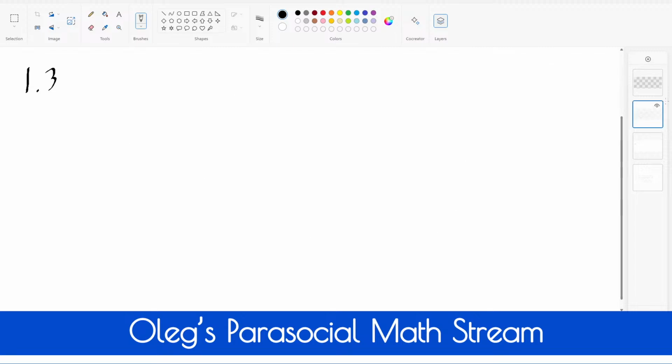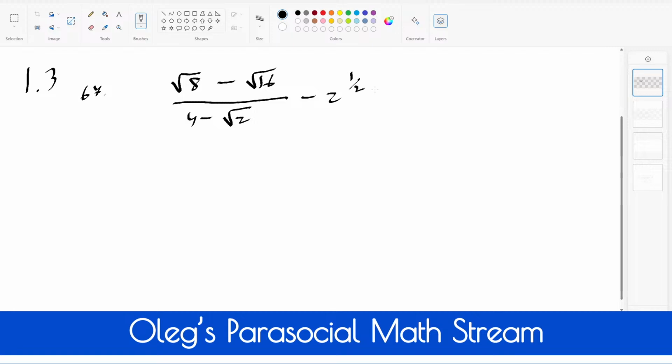Carrying on, we have 67. 67 is root 8 minus root 16 over 4 minus root 2 minus 2 to the half. If we do the half, right, it just means a root. If it was negative, it would drop into the denominator. Half just means a square root of it.